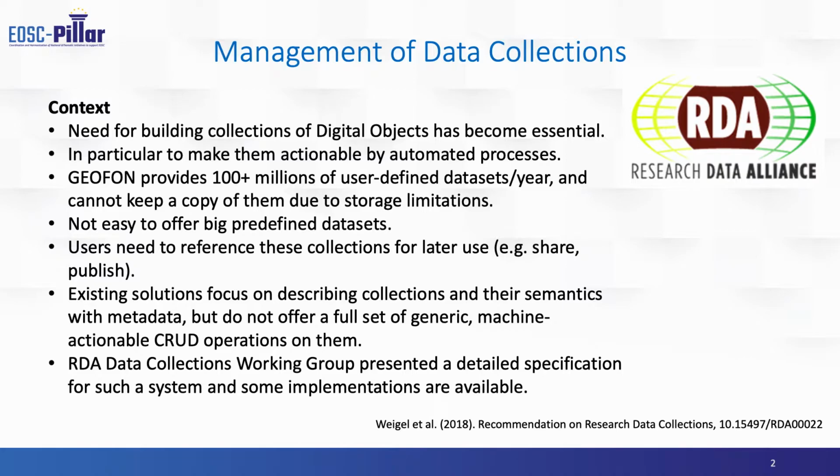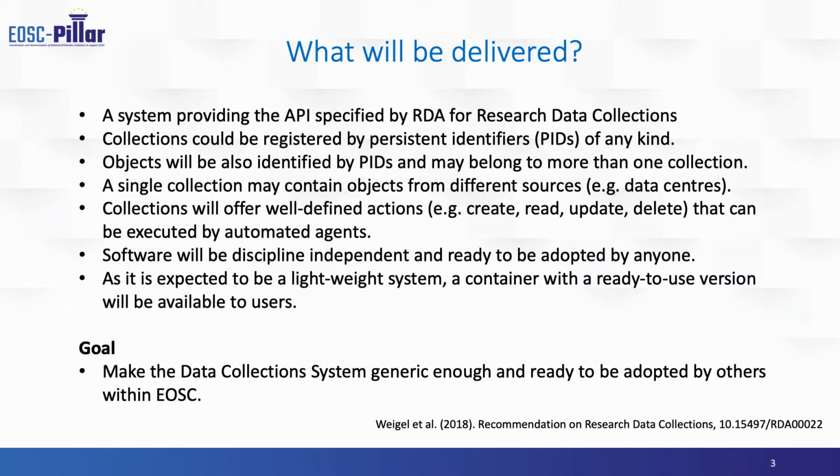That's when a working group of RDA decided to prepare the specification of a research data collection system to overcome these issues. From its specification, this system provides a formal API, collections that could be registered with persistent identifiers, PIDs, of any kind, objects inside these collections that will be also identified by PIDs and may belong to more than one collection, and features like that a single collection that may contain objects from different sources, for instance different data centers. But one of the most important features is that collections will offer well-defined actions that can be executed by automated agents. The software is completely discipline independent and ready to be adopted by anyone.